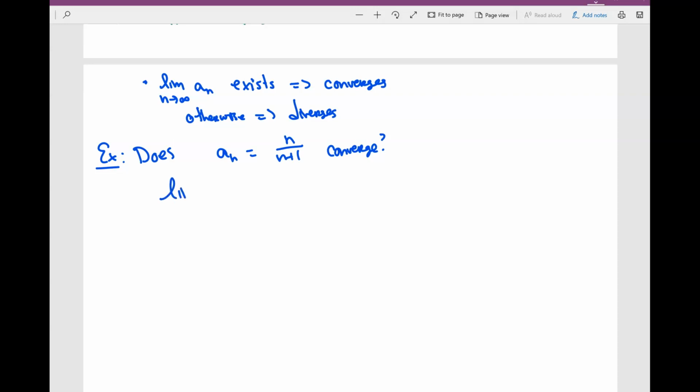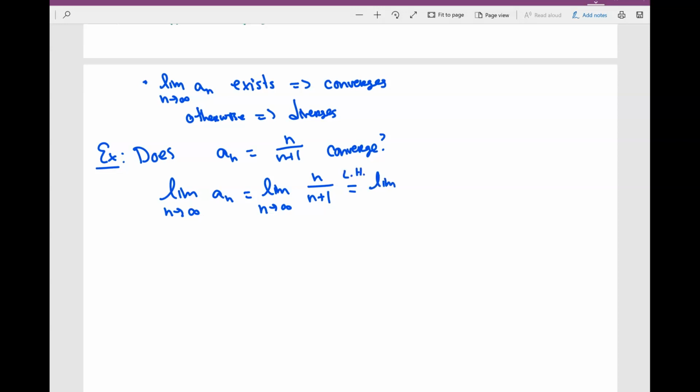So I'm going to take the limit as n goes to infinity of a sub n. So I'm going to have the limit as n goes to infinity of n over n plus 1. Okay, and now I'm going to try to figure out what this is. Now, the question is, can I use L'Hopital's rule on a sequence of numbers? That's kind of weird. But actually you can, and I'll show you a couple of things that you can do with sequences. So I'm going to use L'Hopital's rule.